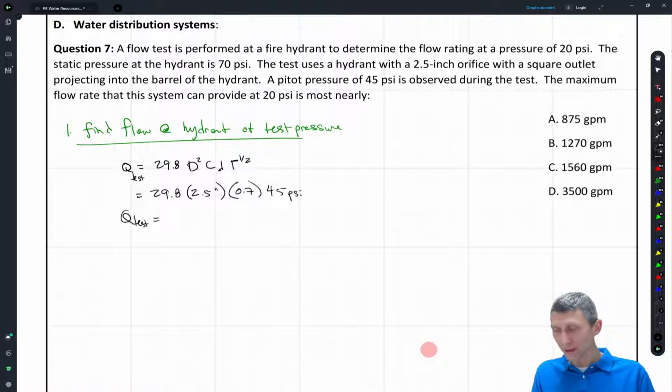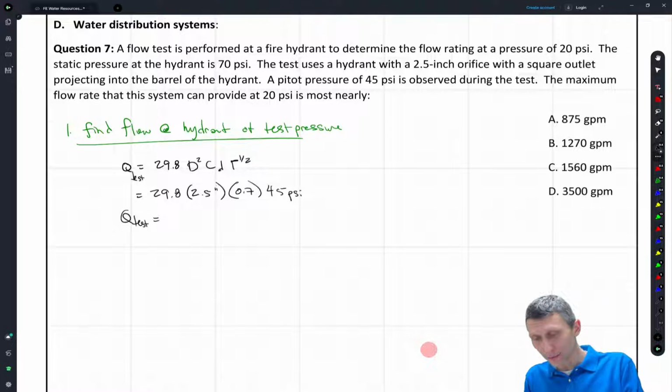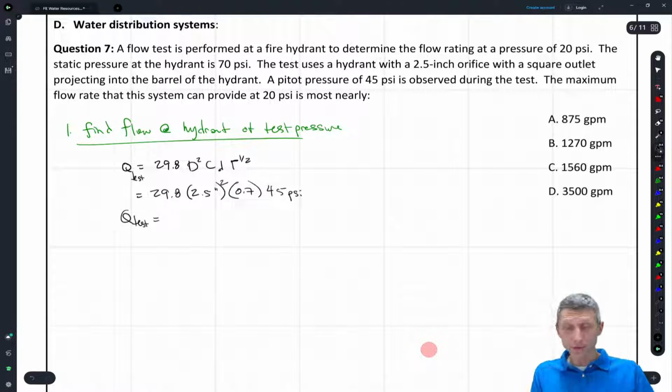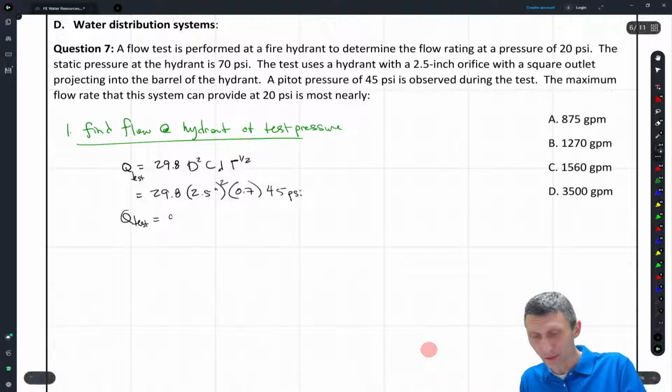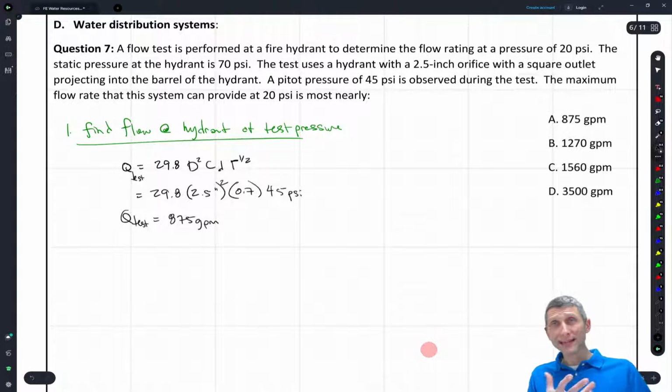If we plug that value in, we get 29.8 times 2.5 squared times 0.7 times the square root of 45. I got something wrong at first because I didn't take the square root of the 45. Let me do that one more time, and I get about 875 gallons per minute. So that's the flow during the test.